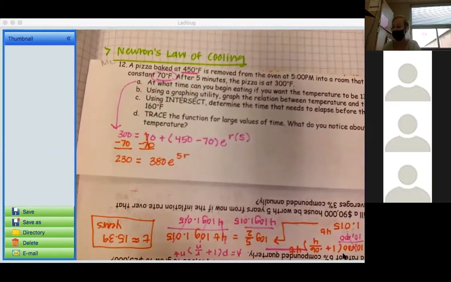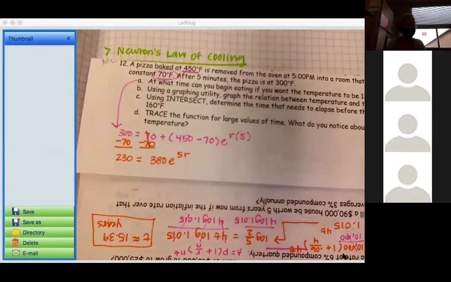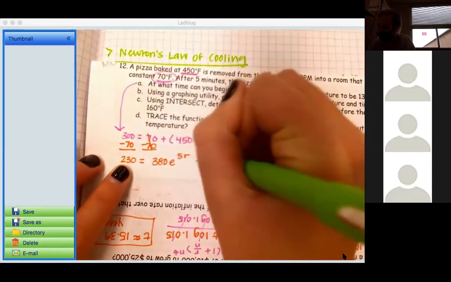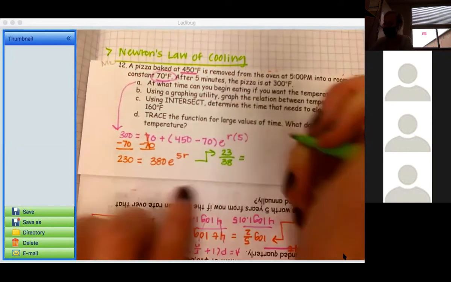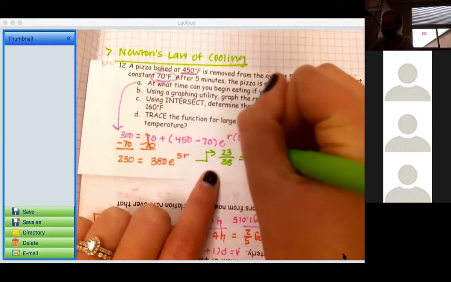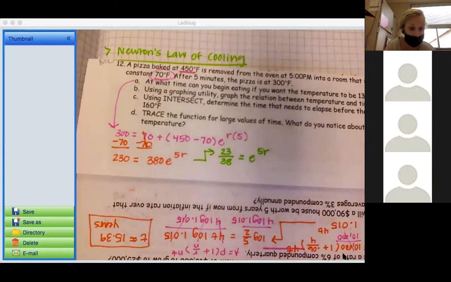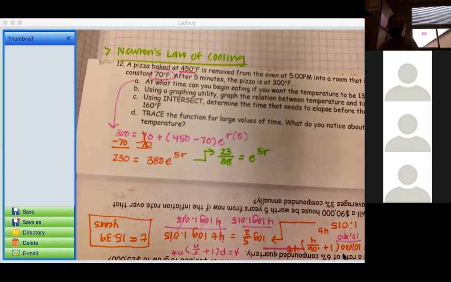Then I'll divide the 380, and that'll be 23 over 38 on this side. I'm going to leave it as a fraction so I don't have to round, equals e to the 5R. From here, I need to get to the R. It's in the exponent. What do I do? Loggy froggy or natural log of both sides, or you could use Desmos. If it says algebraic, take the log of both sides.